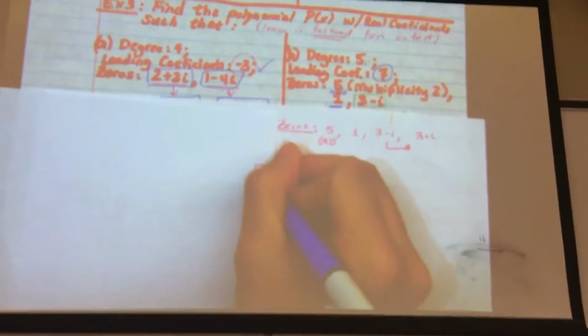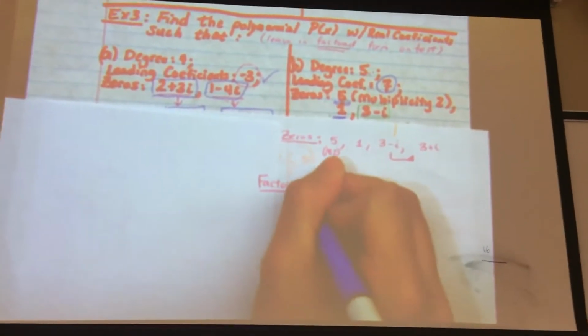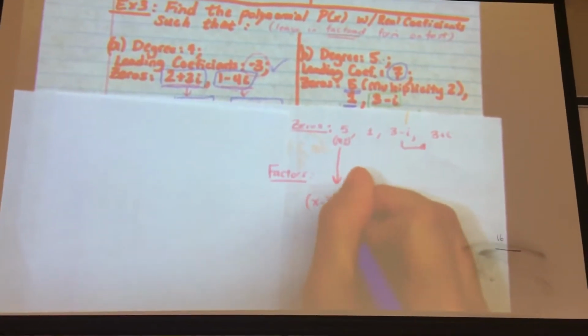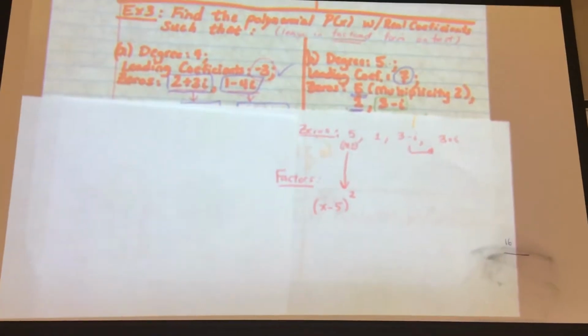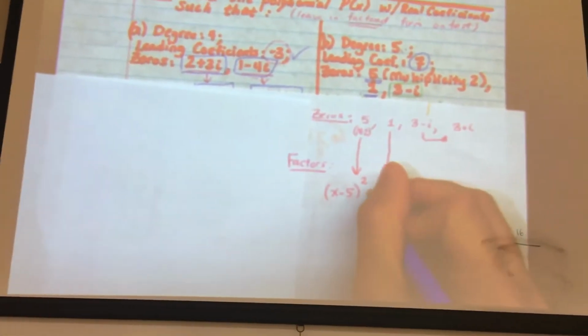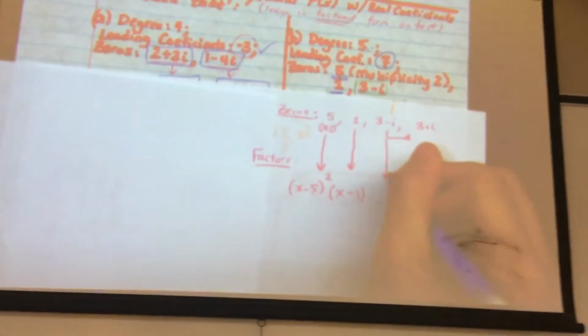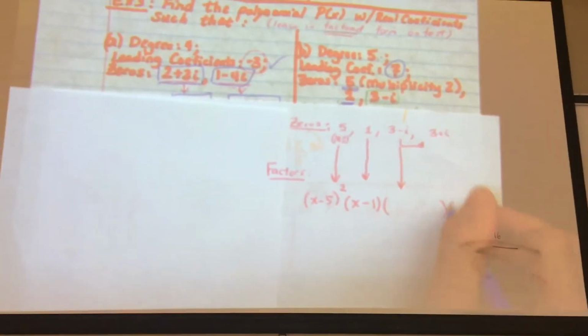Zeros, and let's talk about what our factors would be. This would produce the factor of x minus 5, but multiplicity 2, we'd have a 2 there. Good job. This 0 would produce the factor of x minus 1. Well done. Doesn't mention multiplicity, so I don't need to make any changes in this case necessarily.